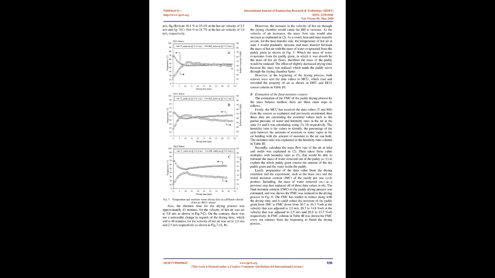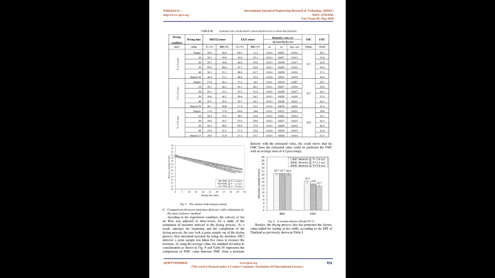On the other hand, the relative humidity also quickly increased within 10 minutes. After that, it gradually decreased based on the hot air velocity that was adjusted. This also caused the RH to increase as follows: Fig 7a, from 11.3% to 33.4% at the hot air velocity of 2.0 m/s, Fig 7b, from 16.1% to 33.4% at the hot air velocity of 2.5 m/s, and Fig 7c, 10.6% to 24.7% at the hot air velocity of 3.0 m/s, respectively.